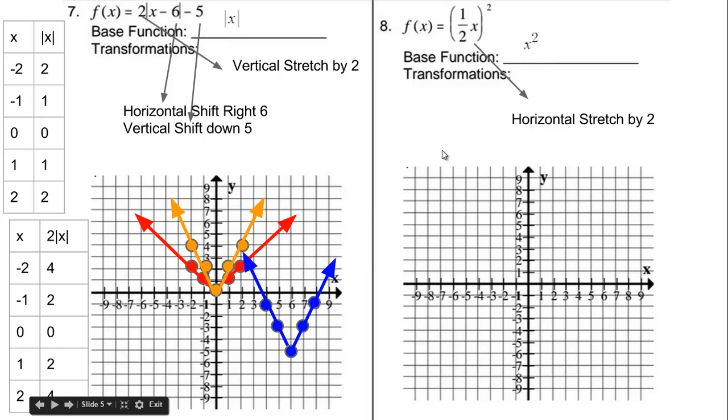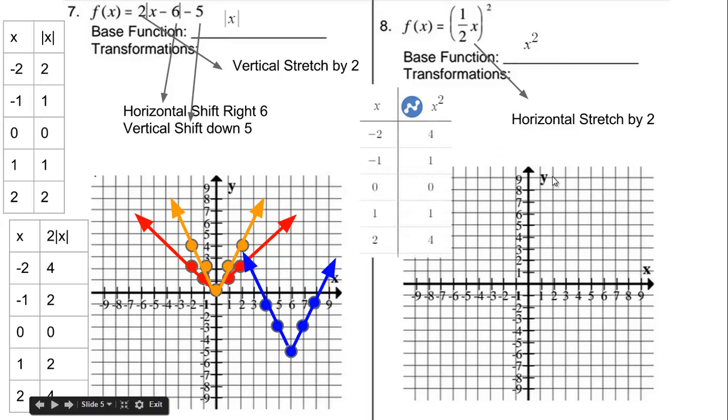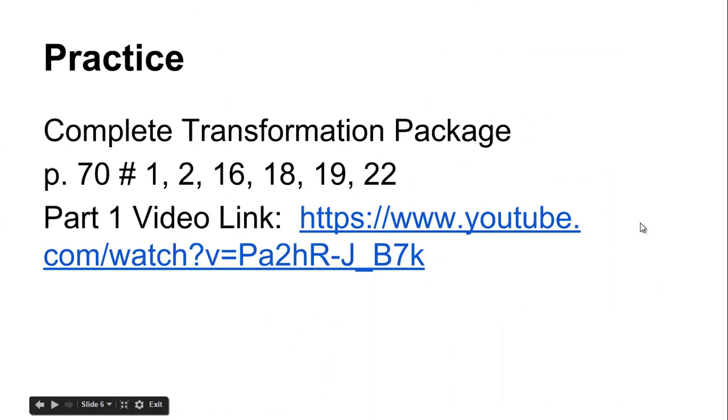Okay. The next one is x squared. So the base points look like this. The 1/2 horizontally stretches it by 2, so all the x values get horizontally pulled out by 2, and we can just multiply the x's by 2, and this is what we get. And that's the final graph.